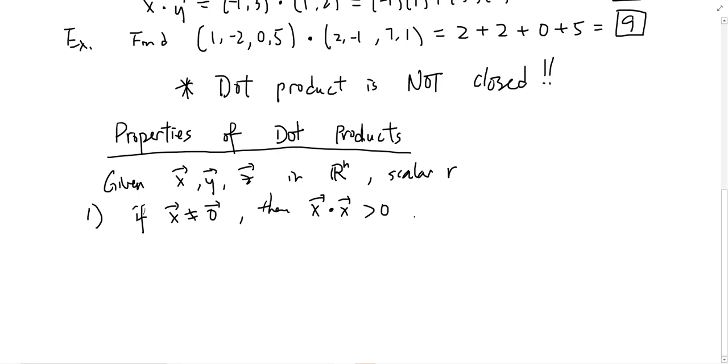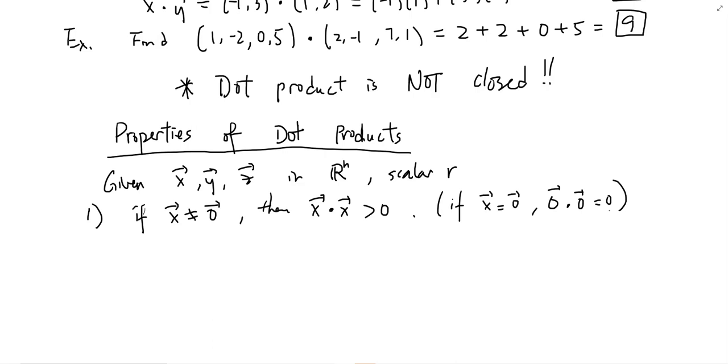Of course, in this scenario, if vector x is equal to the 0 vector, then the 0 vector dot the 0 vector is just equal to 0. But if you don't have a 0 vector, then the dot product between a vector and itself must always be positive.